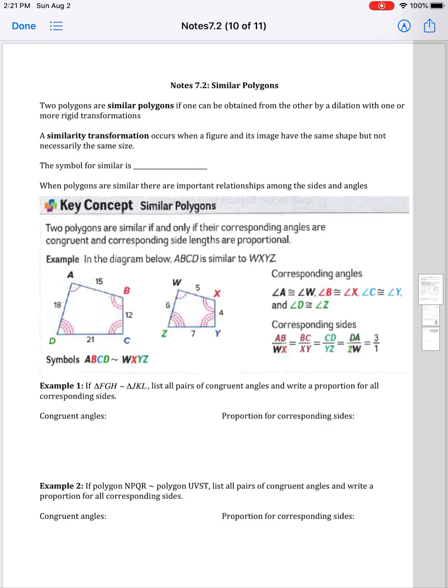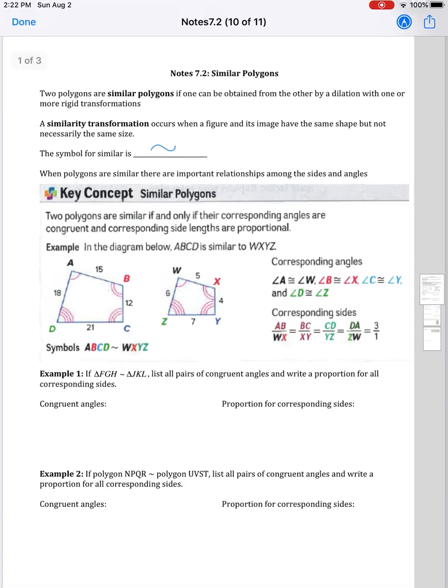So the dilation section from the previous lesson now leads us into the idea of similarity. Two polygons are similar if one can be obtained from the other by a dilation. A similarity transformation occurs when a figure and its image have the same shape but not necessarily the same size. So again, something's getting bigger or smaller.